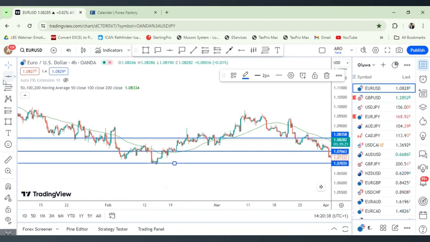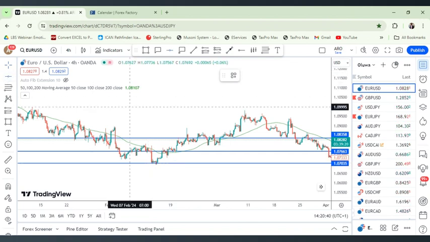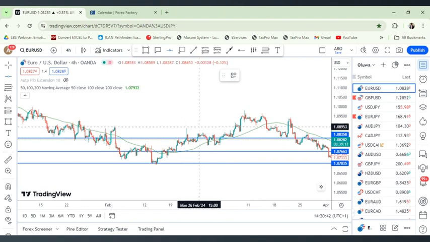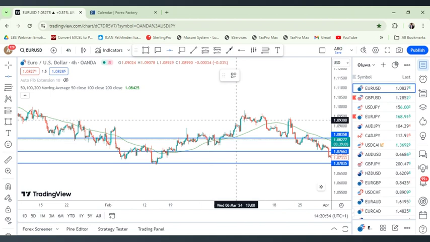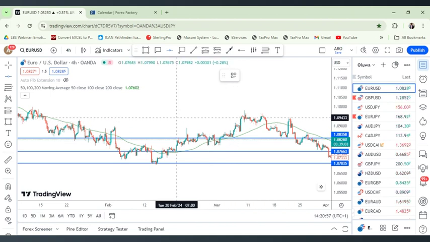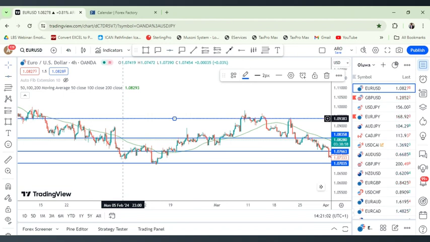That's the area of support. Then another area is somewhere here as well. This is an area, there's multiple touches here as well. You have multiple touches, 1 2 3 4, so we have multiple touches here as well. So it's an area that we have to take cognizance of.